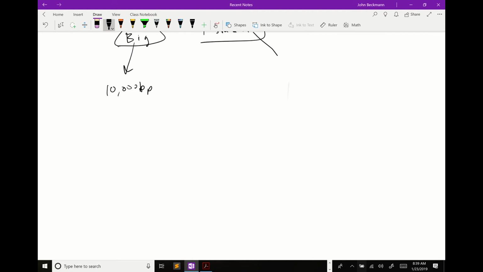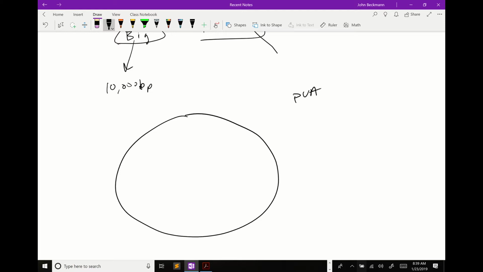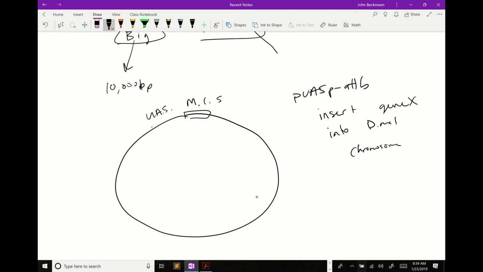And things get big because of all the things you need. So let's talk about a plasmid for Drosophila as an example. Let's talk about pUASP-attB. This is a plasmid, and the purpose of this plasmid is to insert gene X into the Drosophila chromosome. Okay, let's talk about all the things that are in here. Okay, there's a multi-cloning site. Okay, there's what's called an upstream activating sequence. There's actually 15 of them. Okay, and this is a regulatory sequence for your gene X.